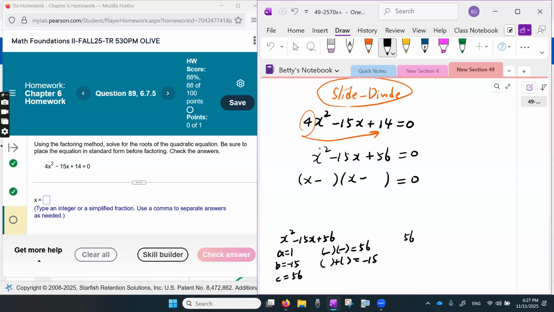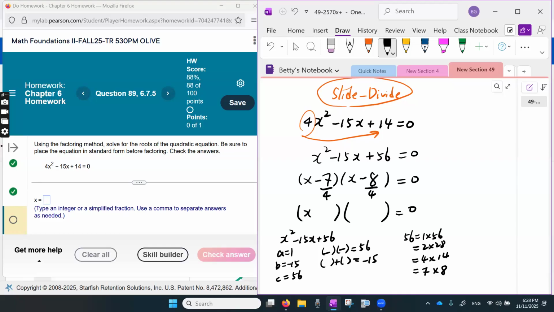56: 1 times 56, 2 times 28. 3 does not work. 4 times 14. 5 does not work. 6 does not work. 7 times 8. So they are going to be negative 7, negative 8, right? Negative 7, negative 8 multiply to 56 positive, add up to negative 15. Divide the two integers by 4. Okay, simplify.